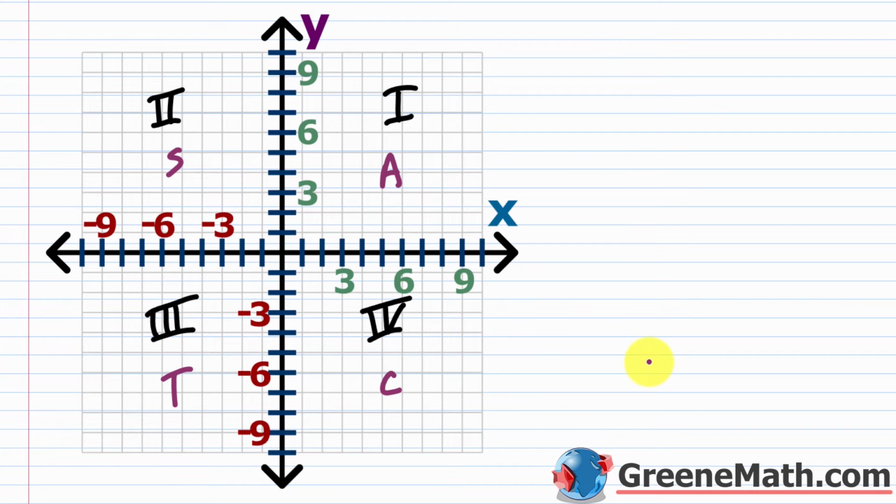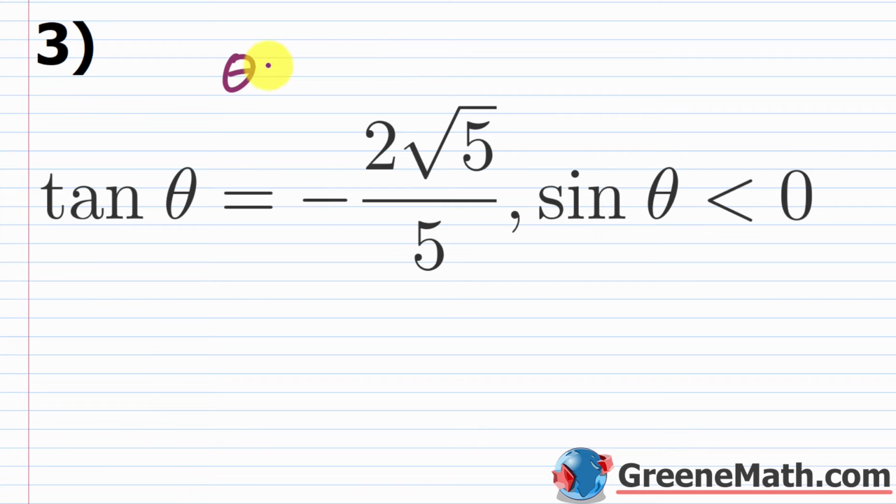So if the tangent of theta is negative and also the sine of theta is negative, where's that going to put us? So the sine of theta is negative in quadrants 3 and 4. The tangent of theta is negative in quadrants 2 and 4. So that tells me that we're going to be in quadrant 4. So let's put that theta is in quadrant 4. Okay, so knowing that the x values are positive and the y values are negative.